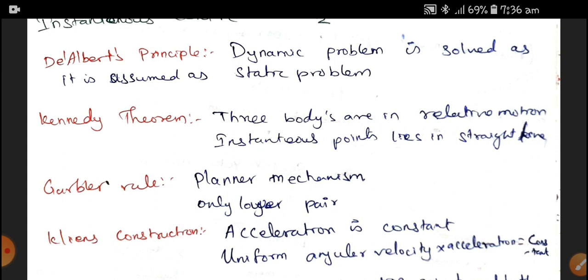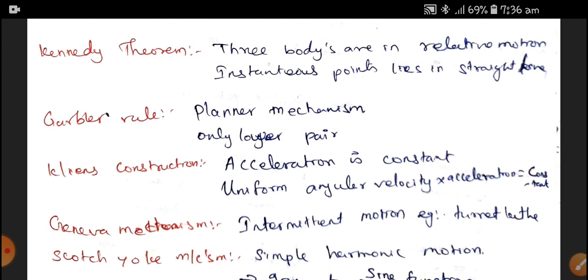Grubler rule is only for planar mechanisms, and in a planar mechanism only lower pairs are considered. And next one, Klein's construction.